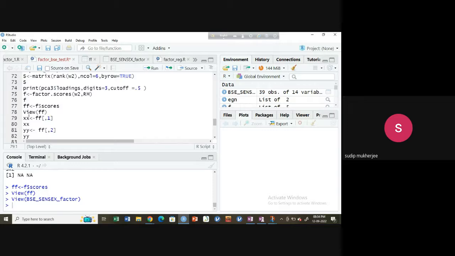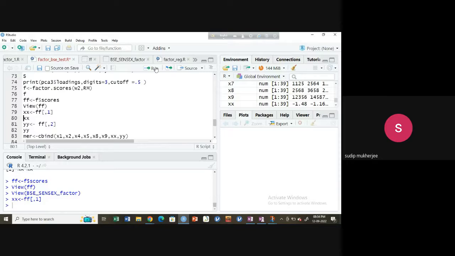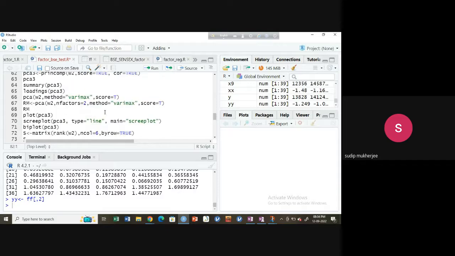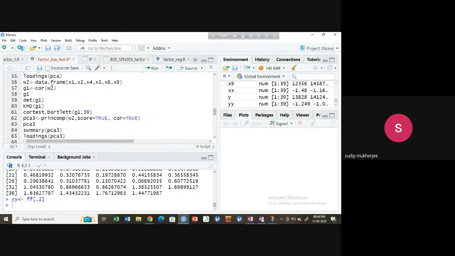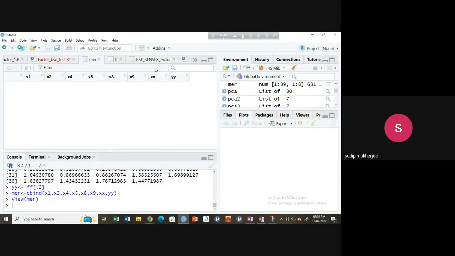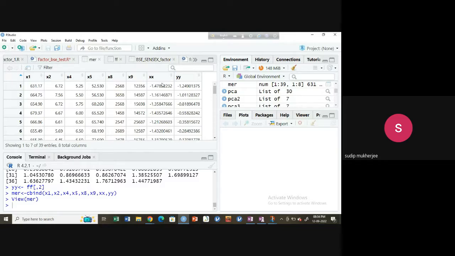So line numbers 75 to 78. Once we generate this, we define the first factor name as XX. You define your name as per the literature, as per the domain. So first we define this as XX, then the second one is YY. And what we do here, we are considering these variables: X1, X2, X4, X5, X8, X9. These are the variables in the set W2. We match these variables, and we cbind using the cbind function. So these XX and YY are the factor scores.